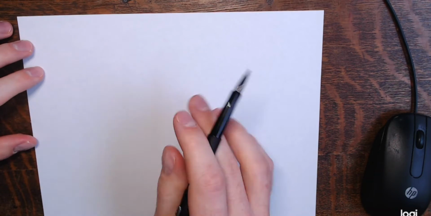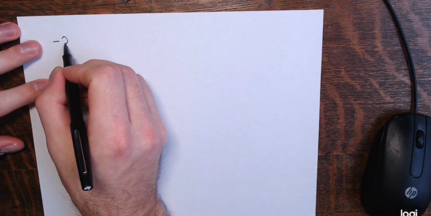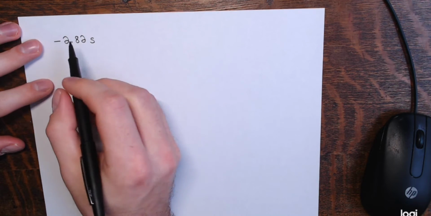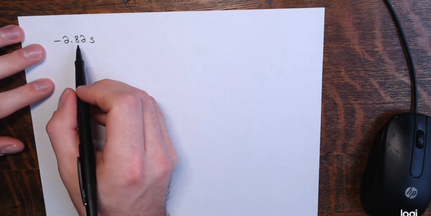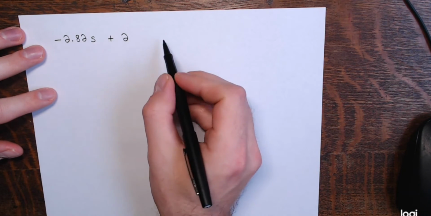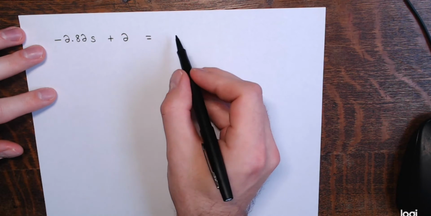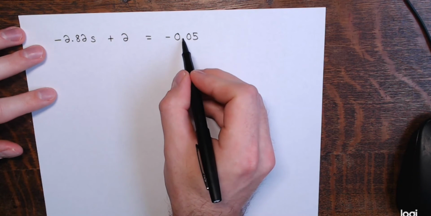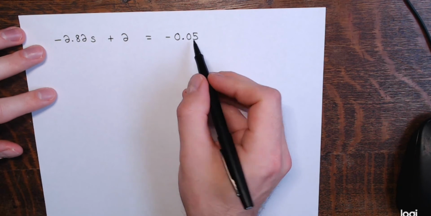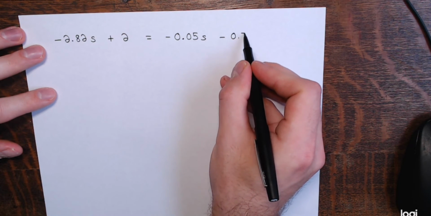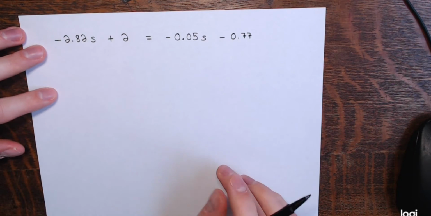Alright, so this first equation we're asked to solve for s, the variable s. We have negative 2.82 times s, that's 2 and 82 hundredths. Then after that, plus 2 equals, and then on the other side, negative 0.05, which is 5 hundredths, that's the hundredths place, times s, minus 0.77, that's 77 hundredths.